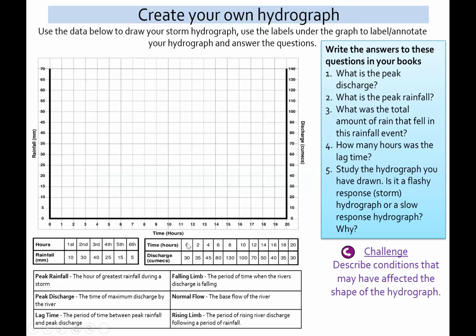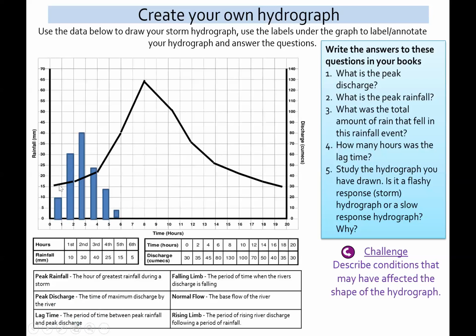So at 0 hours, the discharge was 30. So there's 0 hours, there's 30. So I'll put a little X here. At 2 hours, it was 35. So that's going to be here between 30 and 40, put a little X here. So on until it looks something like this. And with your discharge, you just connect those dots with a ruler to make a line. So you can see I've got my rainfall, I've got my discharge.